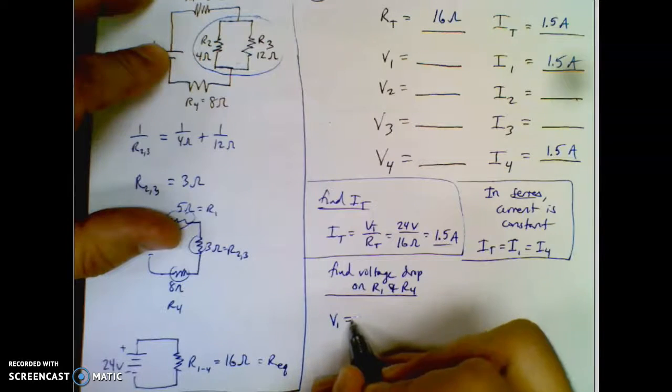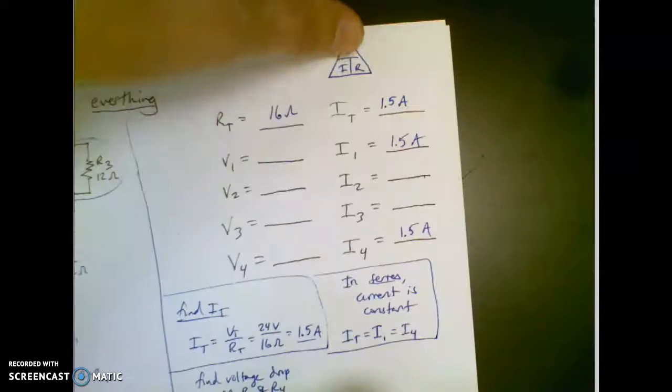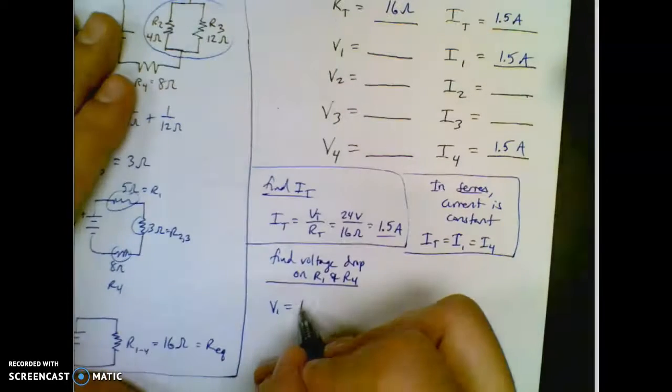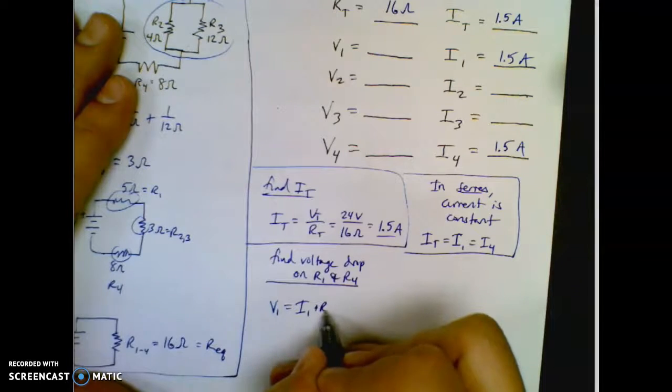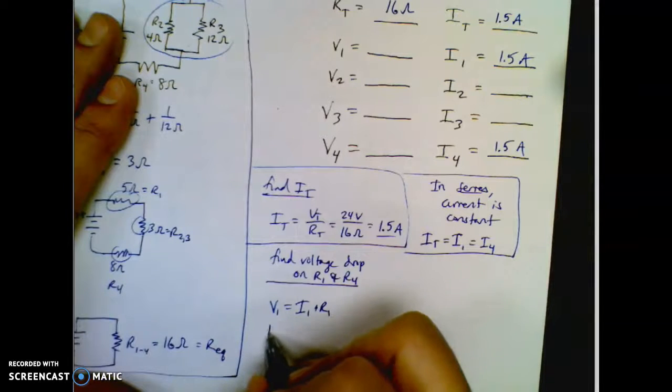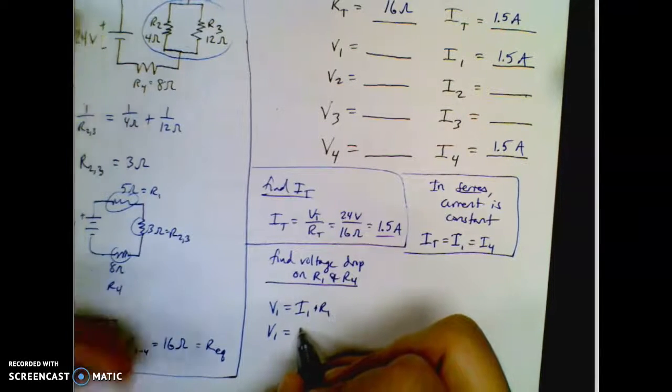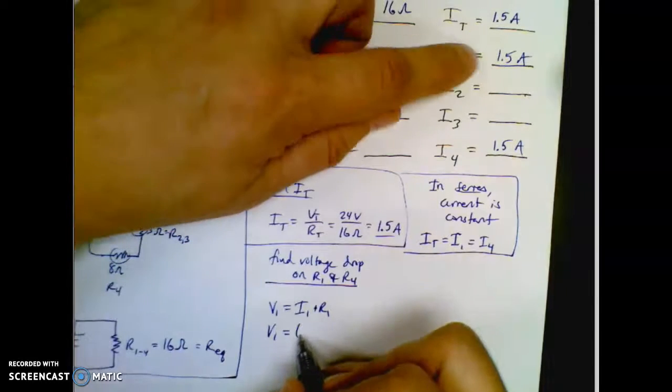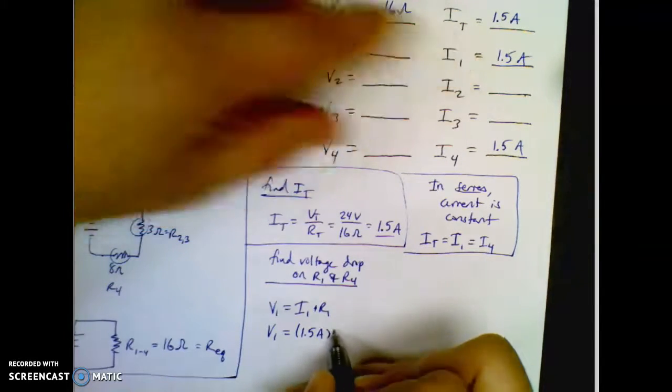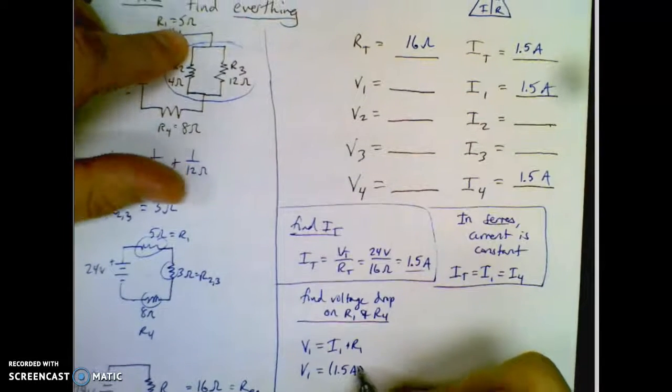Okay, so we're going to find our voltage drop on R1 and R4. So V1 equals, all right, cover up V, right? I times R. I1 times R1. So in this problem, what's my I1? I1 is 1.5 amps, and R1 is 5 ohms.